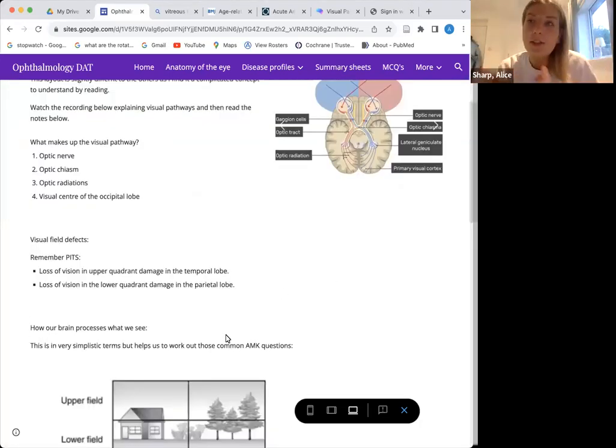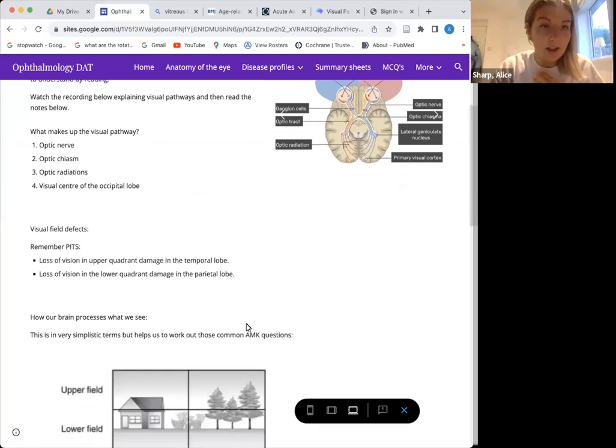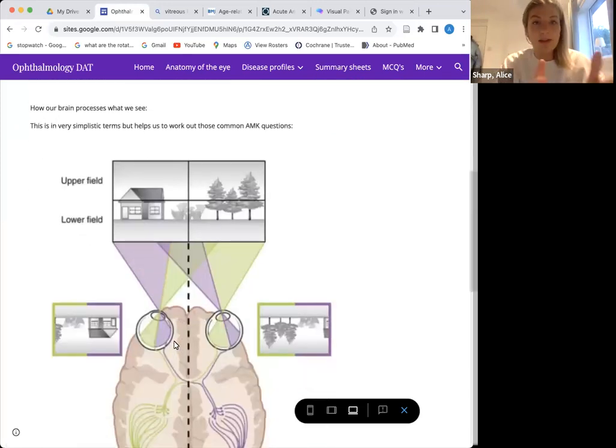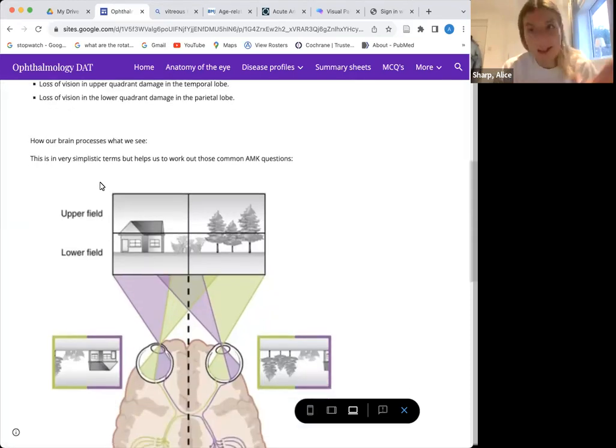Now, visual field defects. This is a very typical question. You can see here how you've got a section of four: your superior areas and your inferior areas. They'd ask, what area of the brain is damaged, say if you lose an inferior bit of your vision? The way to remember this is PITS. The parietal lobe is inferior loss of vision and the temporal lobe is superior loss of vision. There will be some questions on this and I will explain it.